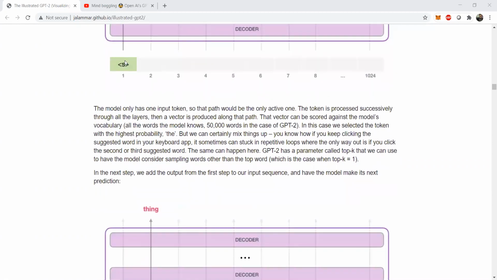So GPT-2 has a parameter called top k that we can use to have the model consider sampling words other than the top words, right? In the case of top k, if we set it to 1, then what will happen? We will be considering only the words which are the topmost or the highly occurring words. Now what would happen if we change that top k? We can also include other words which are there in a particular corpus, right?